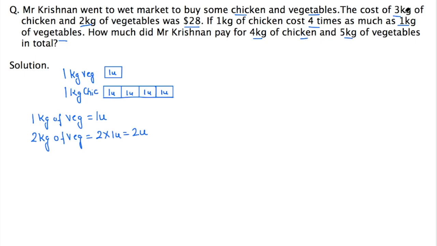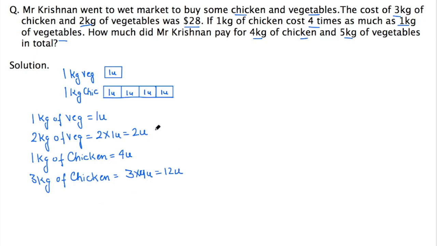In a similar way, we know that the cost of 1 kg of chicken is 4 units. So what will be the cost of 3 kg of chicken? It would cost us 3 times 4 units, and that will give us 12 units. So what is the total cost of 2 kg of vegetables and 3 kg of chicken in terms of units? It's 2 units for 2 kg of vegetables and 12 units for 3 kg of chicken, so that will give us 14 units.